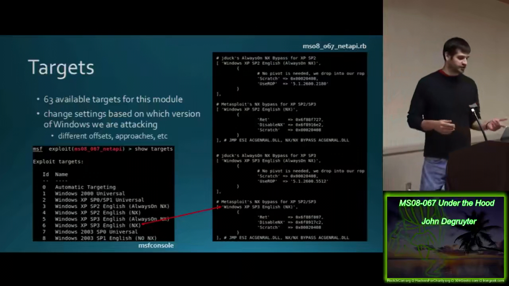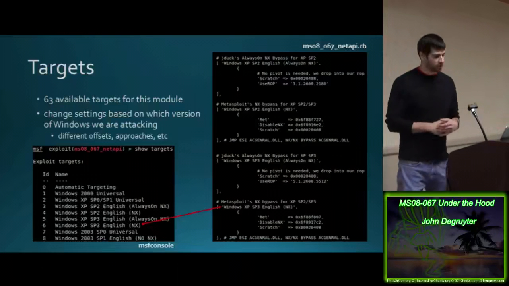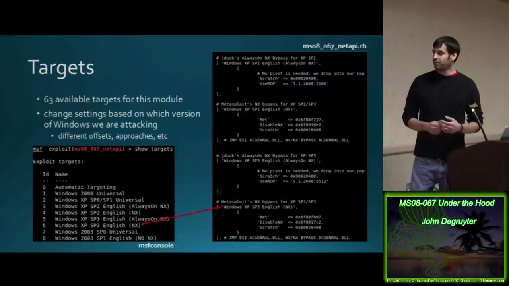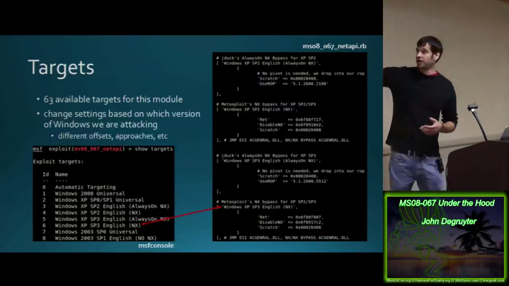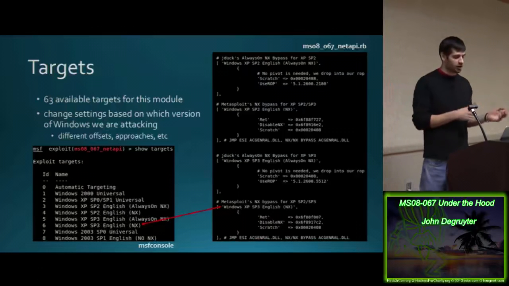There's a ton of different targets that this exploit works against. So why do you need 63 different targets to attack? Can't you just throw it and have it work against all of them? Well, it's important because the target section specifies exactly where you want to go.